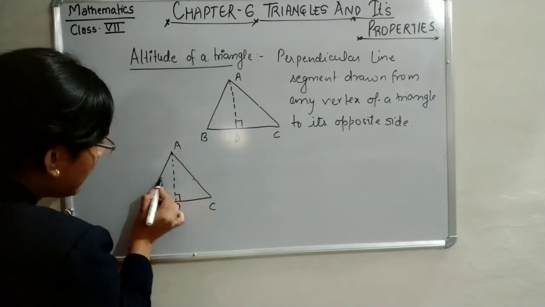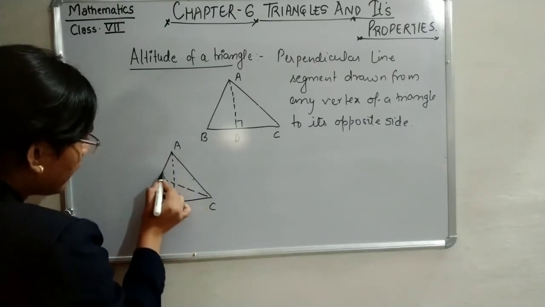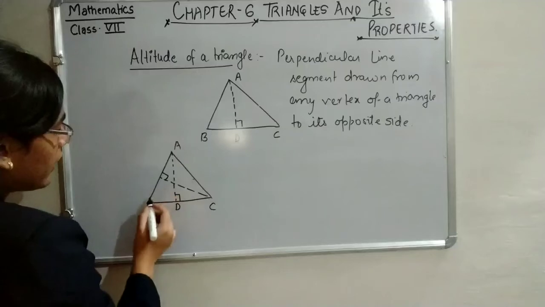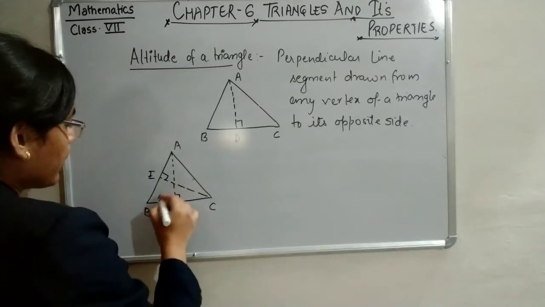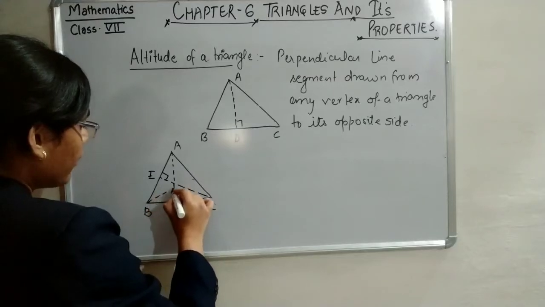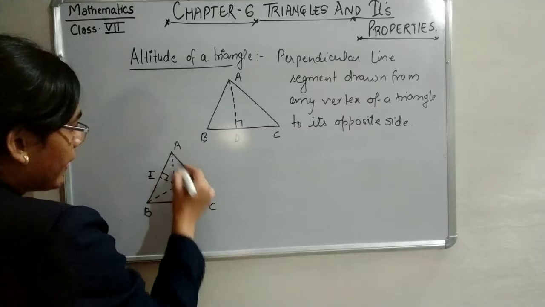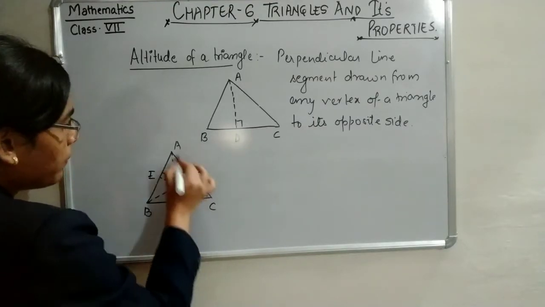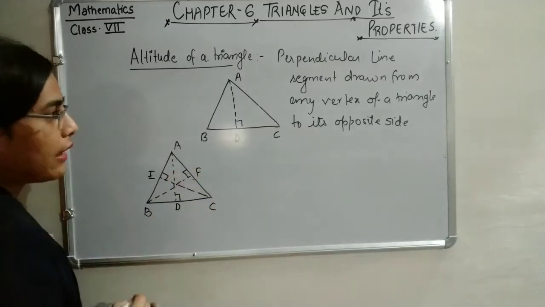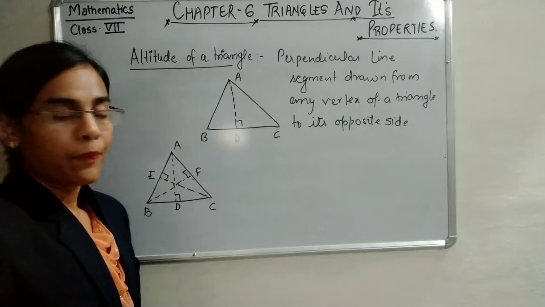Similarly, from the vertex C, we can draw the perpendicular line to the opposite side, that is AB. Here we will have this CE as the altitude. In a similar way, we can draw an altitude from the vertex B to its opposite side, meeting the side AC at point F. So this BF will be the altitude for this given triangle. So we can have a maximum of 3 altitudes for a given triangle.